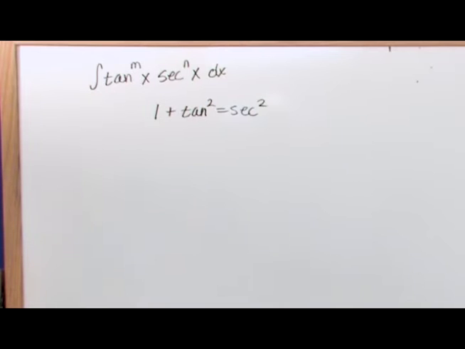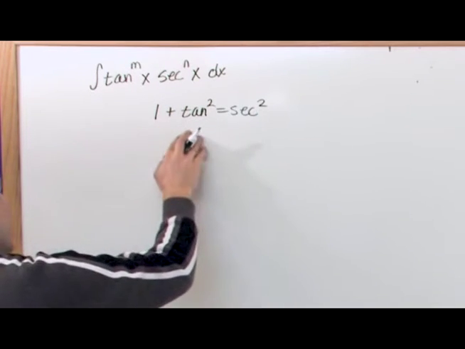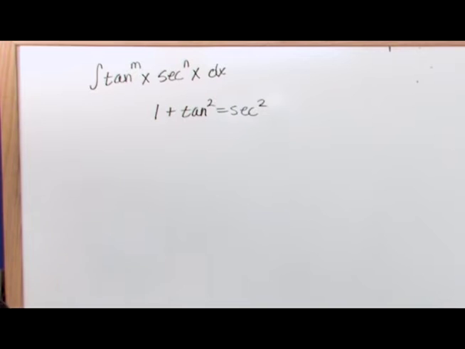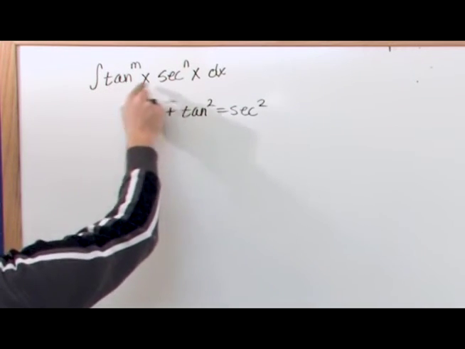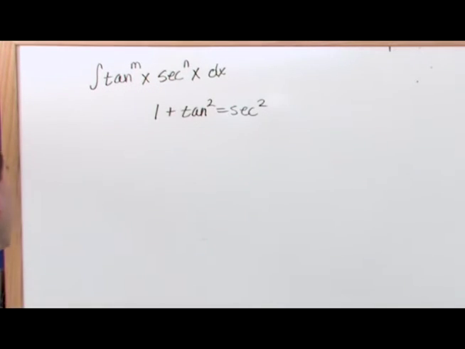It's kind of analogous to sine squared plus cosine squared is 1. I mean, this is a fundamental identity. 1 plus tangent squared is secant squared. So what you're going to end up doing is some factoring in here and rewriting either one of these in terms of the other, and then doing a quick substitution. And I'm going to show you some problems to show you how to do that.